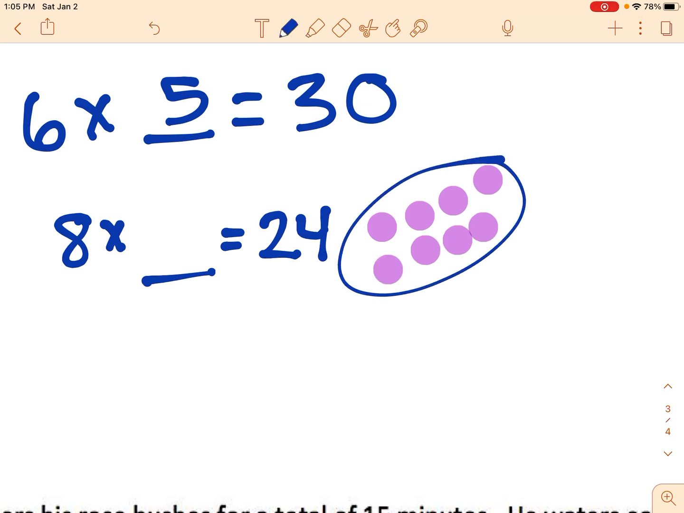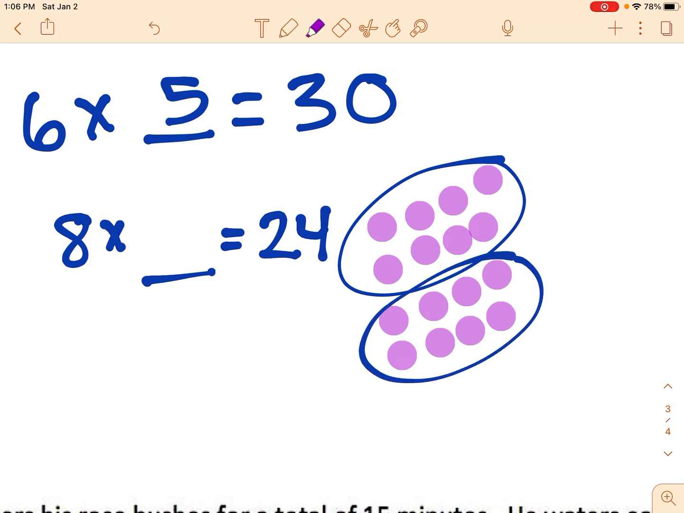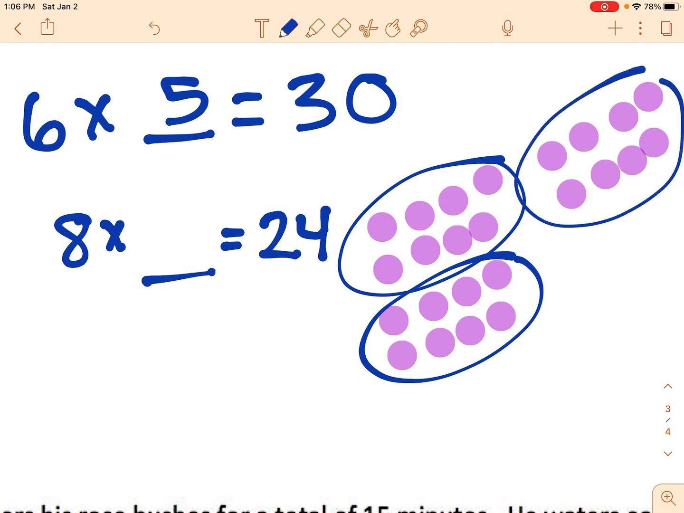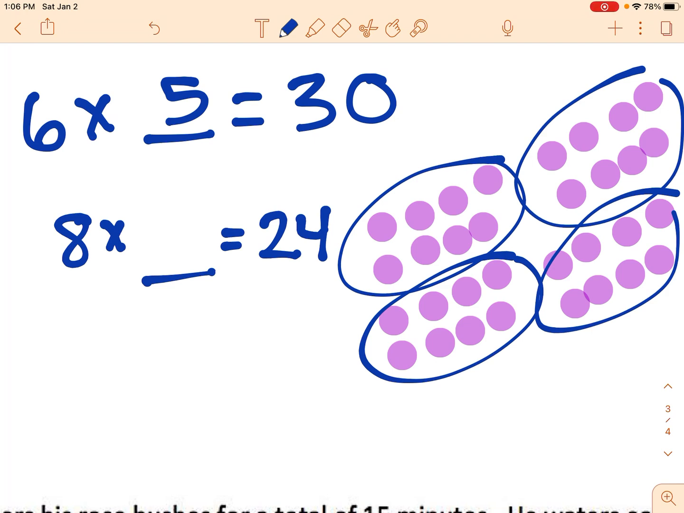There's one group. 1, 2, 3, 4, 5, 6, 7, 8. There's another group. There's another group. There's another group. Let's count. I have 8, 16, 24, 32. Oh, I went too far.